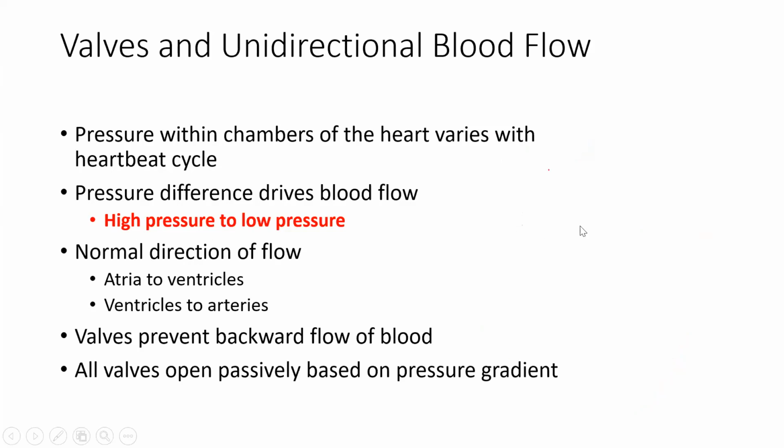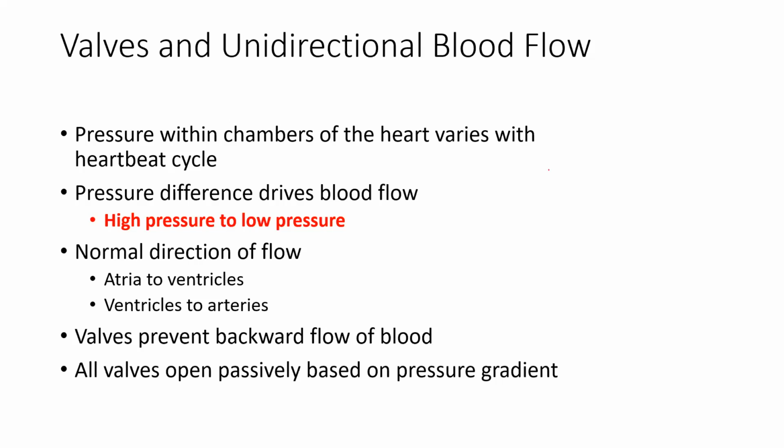All right, so what we're going to talk about now is the valves and the unidirectional flow of blood through the heart. So I mentioned earlier that we've got these four valves present. We've got two that are separating atria from ventricles, and then we've got two that are separating ventricles from the arteries that are exiting that ventricle. And so the pressure difference throughout these chambers is what actually creates this unidirectional flow.